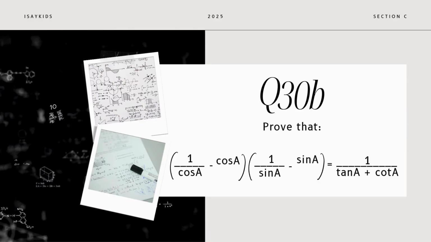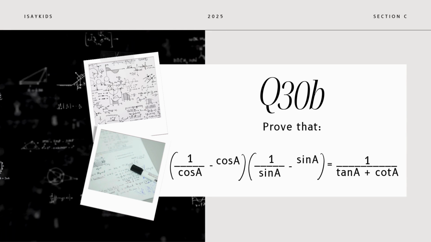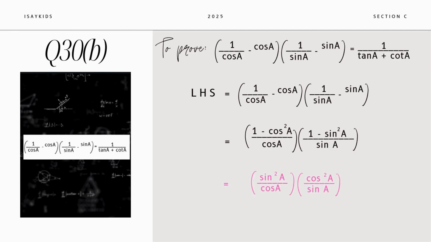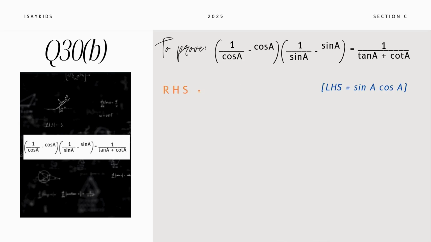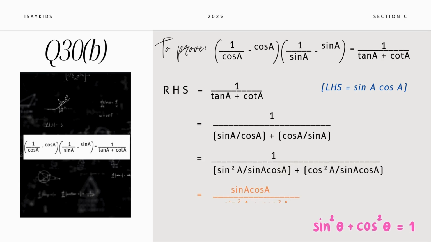We need to prove that 1 upon cos a minus cos a times 1 upon sin a minus sin a is equal to 1 upon tan a plus cot a. Now LHS is this. Taking LCM, we get, so this is equal to sin a times cos a. Now simplifying RHS, we can write tan a as sin a upon cos a and cot a as cos a upon sin a. Taking LCM, we get sin a cos a upon sin square a plus cos square a. Now sin square a plus cos square a is 1. So sin a cos a, which is equal to LHS.